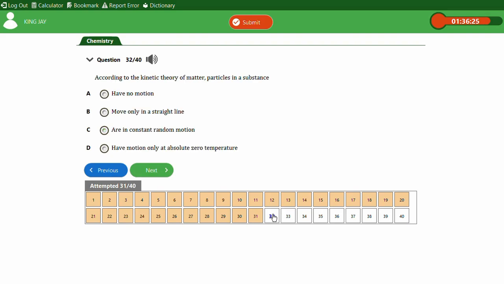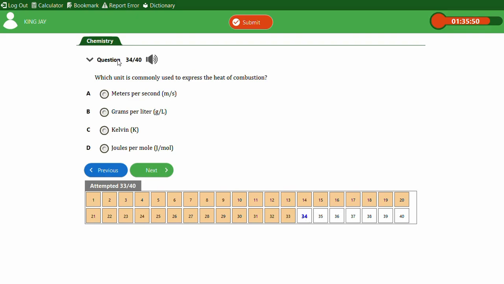31 and 32. According to the kinetic theory of matter, particles in a substance have no motion, move only in a straight line, or are in constant random motion. That is the particle nature of matter. Which of the following disaccharides is commonly found in milk? It's lactose. So it's also related to biology.